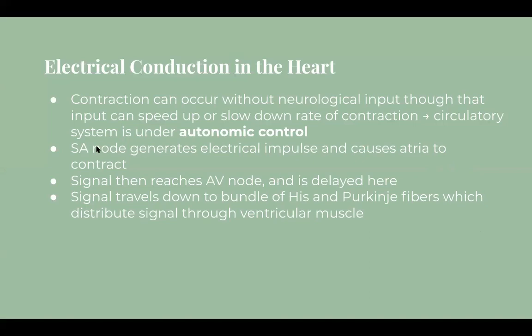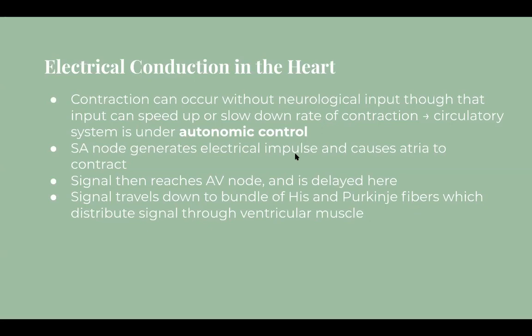Okay, to take you through this pathway, the sinoatrial node generates the electrical impulse, so it's the thing that starts it and causes the atria to contract. And then the signal reaches the atrioventricular node, and it's held there to allow the ventricles to fill up, because when the atria contract, they're doing that to fill up the ventricles. So by holding this signal at the atrioventricular node, you wait for the ventricles to fill up. After that, the signal is carried down to the bundle of His and Purkinje fibers, which then distribute the signal to the ventricular muscles and allow them to contract at the necessary rhythm.